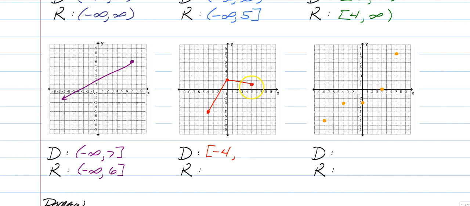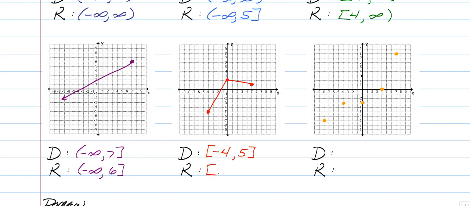And the rightmost point is 5. And since it is connected by lines, all possible values in between are included, including things like 1.2765 and 4.999999. So just remember, when you're connected by a line, it includes everything in between. I mentioned that because the next one is a little different.